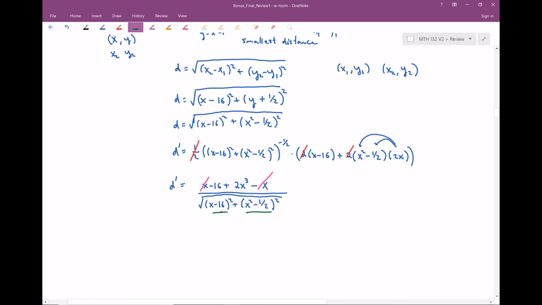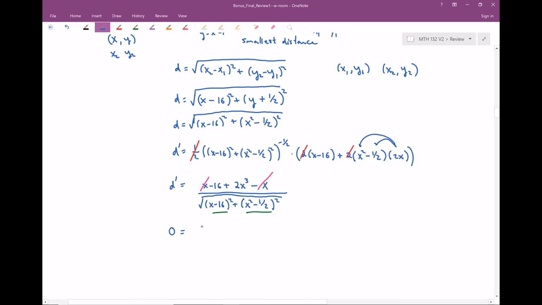So what does it take for the first term to be equal to 0? Well, you'd have to have x equal to 16. That's the only way that you could make this equal to 0. Okay, but does that work in the second term? Absolutely not, right? You'd have 16 squared minus 1/2, and there's no way that's equal to 0. So in fact, there's no place in which this derivative of the distance is undefined. So our only hope for critical points are when this is equal to 0.